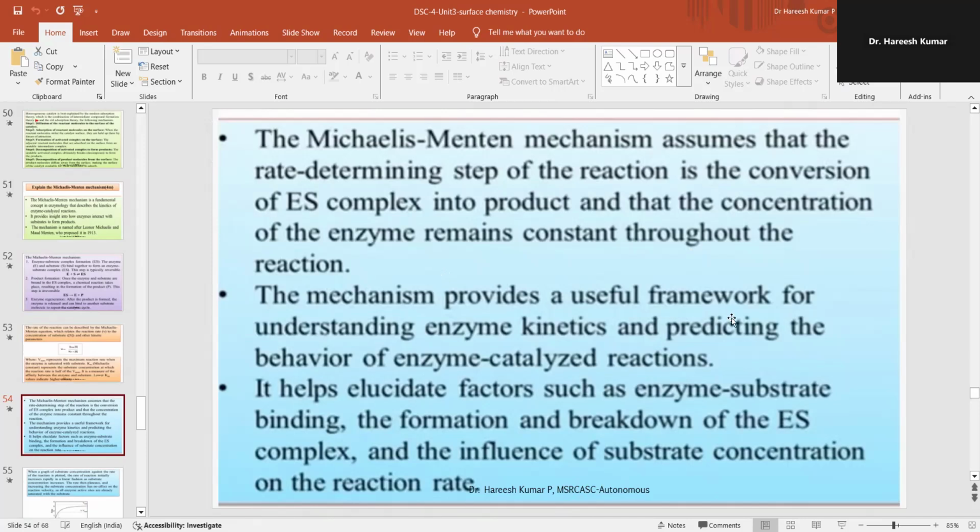The mechanism provides a useful framework for understanding enzyme kinetics and predicting the behavior of enzyme-catalyzed reactions. It helps to elucidate factors such as enzyme-substrate binding, the formation and breakdown of the ES complex, and the influence of substrate concentration on the reaction rate.